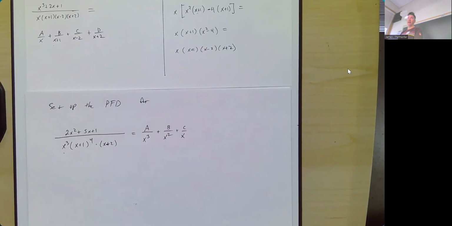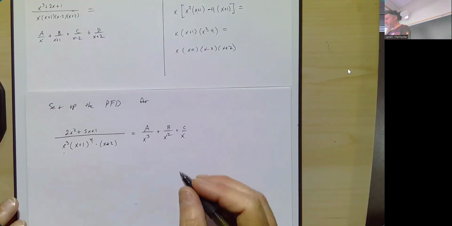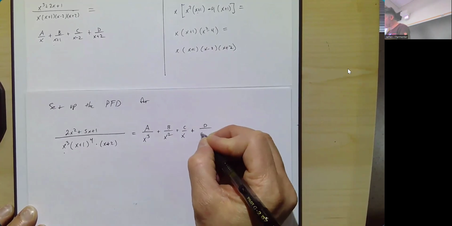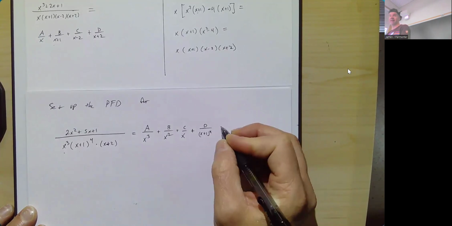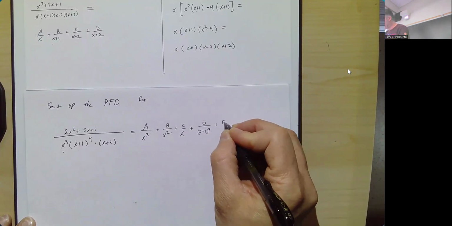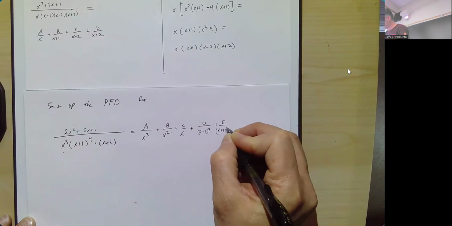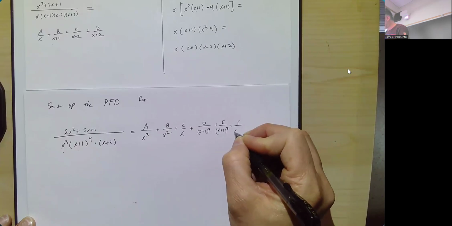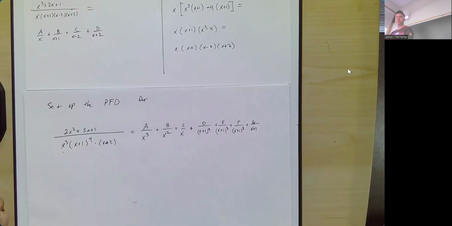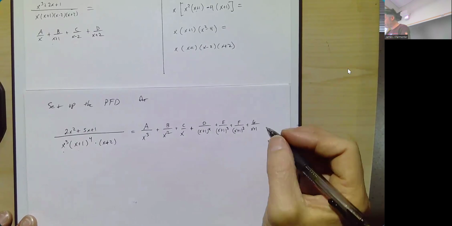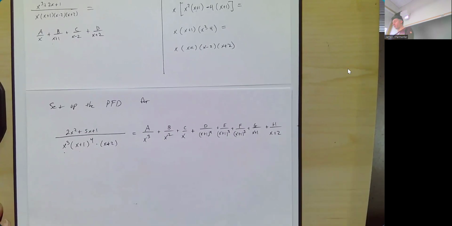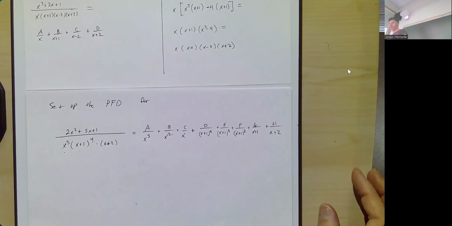All right, I'm done with x. Now I move on to x plus 1. I have d over x plus 1 to the 4th, and then every lesser power. So I have e over x plus 1 cubed plus f over x plus 1 squared plus g over x plus 1 to the 1st. And finally, I have an h over x plus 2. And that would be the partial fraction decomposition for this terrible thing.